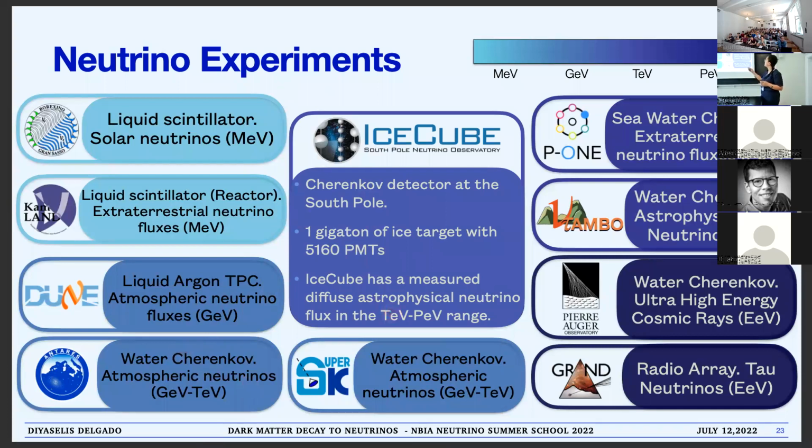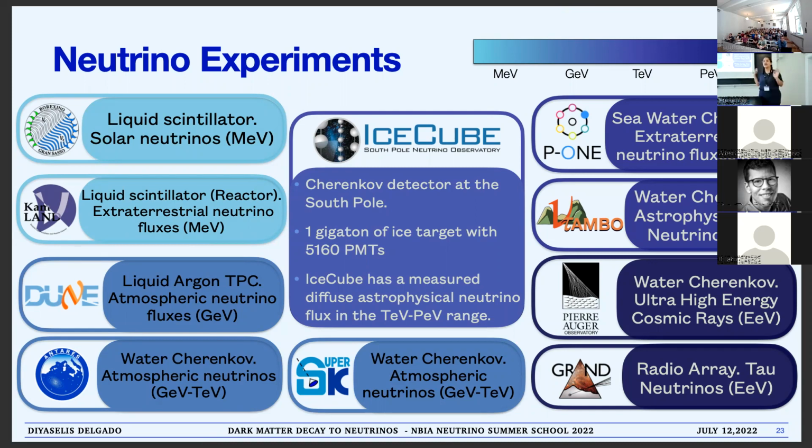Going up here, these are more prospective experiments. So we have P-ONE and TAMBO, both water Cherenkovs, looking at the PeV scale. One looks for generic extraterrestrial neutrino fluxes, whereas TAMBO focuses on astrophysical tau neutrinos. And then at the ultra high energy scales, we have Pierre Auger, which was mentioned yesterday, in Argentina, and also BRAND, which is, I believe, in China. These are big array setups that look for tau neutrinos in this case, and also ultra high energy cosmic rays.